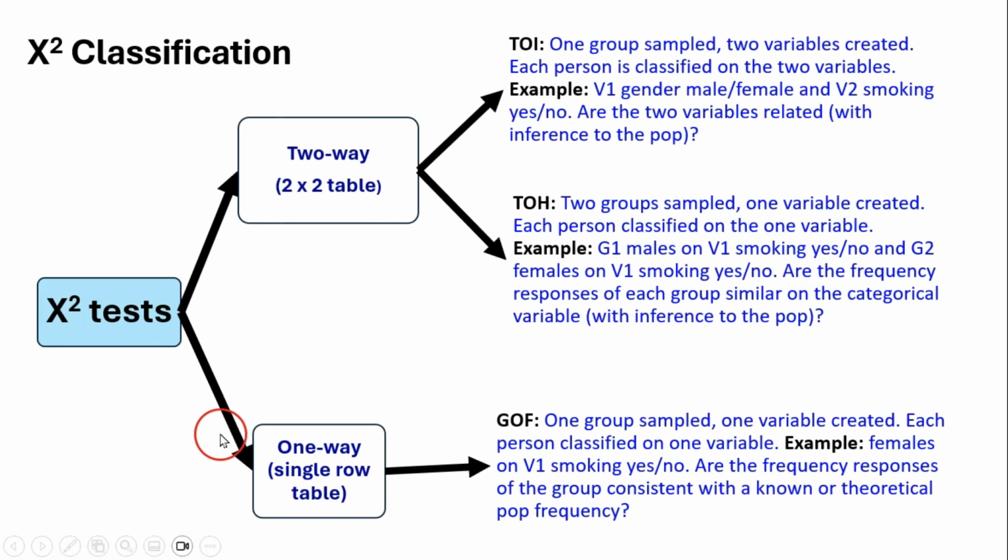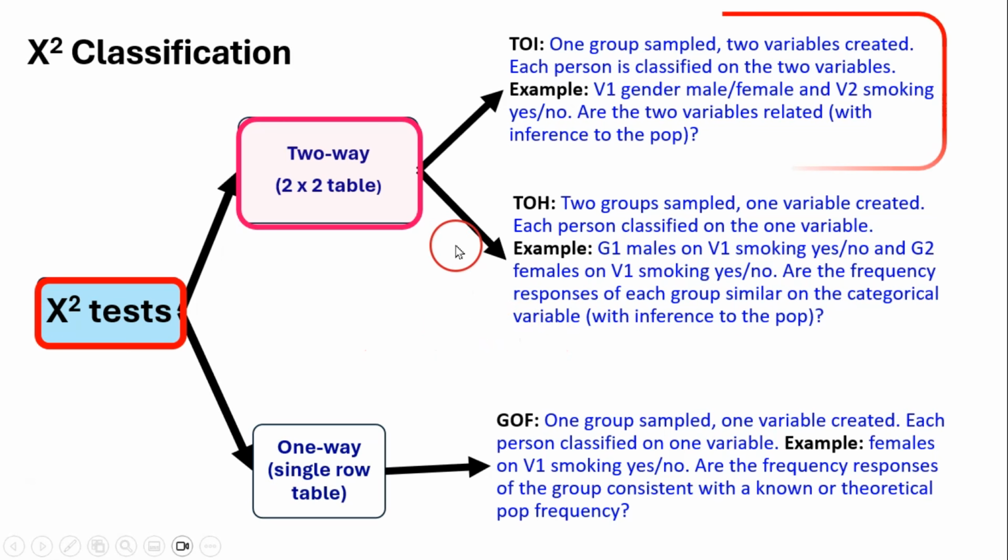Let's move on now to the chi-square classification. So now we're getting into the methodological part of the presentation here. These chi-square tests, there are several different types. There are two of them that use a two-way table and one that uses a single row table. So let's start at the top and look at the two types that use the two-way table. The first one I will discuss is the chi-square test of independence, TOI, test of independence.